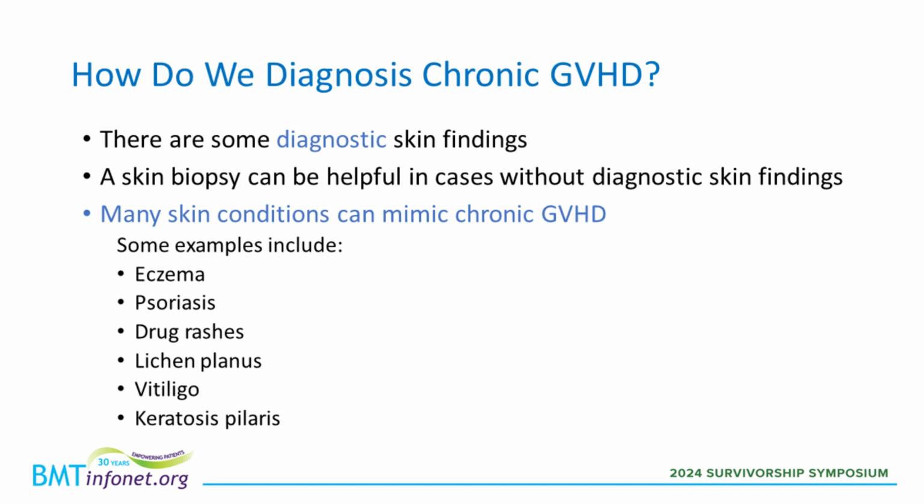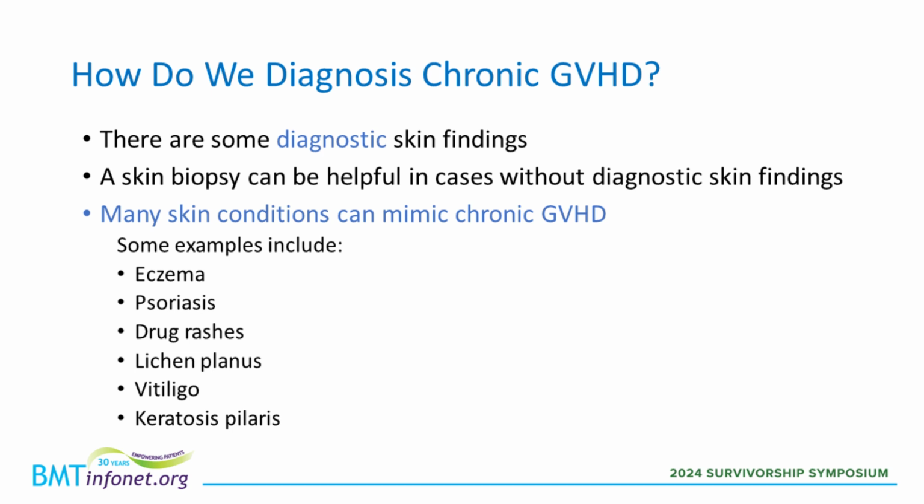So how do we diagnose chronic graft-versus-host disease of the skin? Well, there are some diagnostic skin findings, nothing that I think is important for you to memorize. But when we see certain things on the skin, like that purple scaly lichen planus look, or the red poikiloderma, or the thickening sclerotic look, then we can feel fairly confident that a patient likely has chronic graft-versus-host disease. Now, in some cases, because there are so many different variants of chronic graft-versus-host disease, and so many mimickers, we will go ahead and do a skin biopsy.